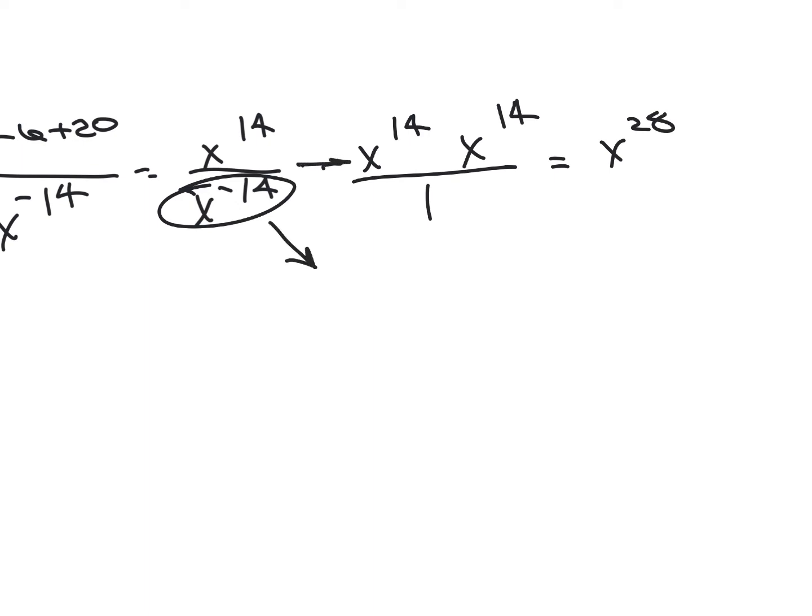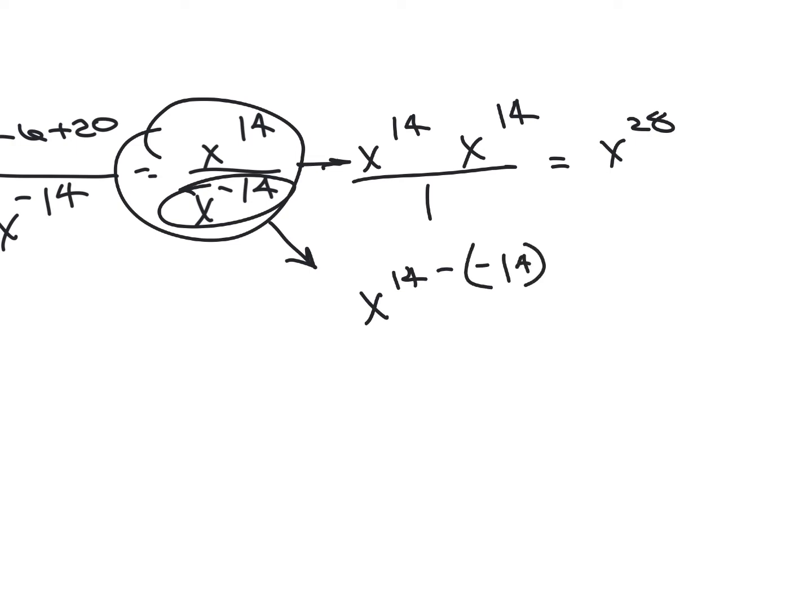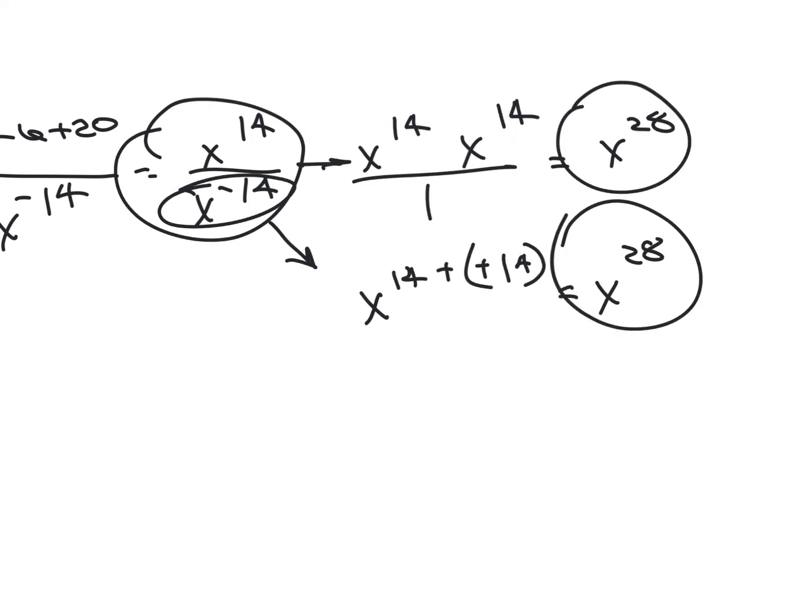The other option is to take x to the 14th, and because this is division, remember I take the difference between my exponents, or I subtract my exponents. And I have two negatives, add those together, x to the 28th. So either way is a correct method of doing it. It just depends on what you're most comfortable with, and sometimes what makes the problem the easiest.